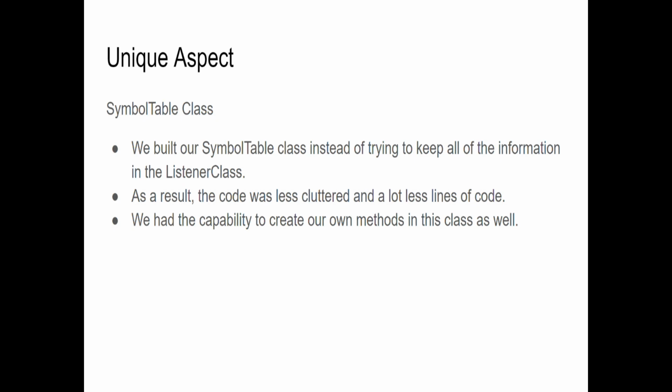One unique aspect of our project compared to other compilers is that we built a symbol table class, which holds all of our methods for creating and manipulating the symbol table. This decluttered our listener class, which made it easier to understand what was happening and which parts of it were for the symbol table. We used this to our advantage in order to create our own methods within the class, which were accessed through the listener class. Doing this saved us lines of code and improved our understanding.